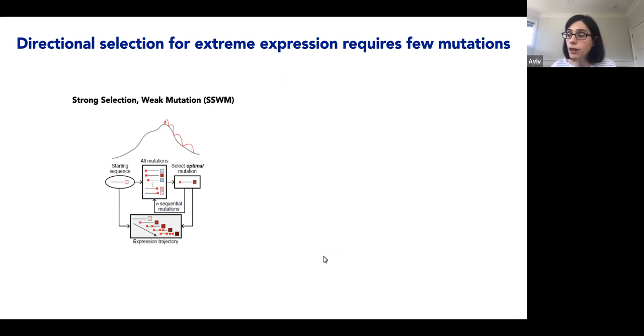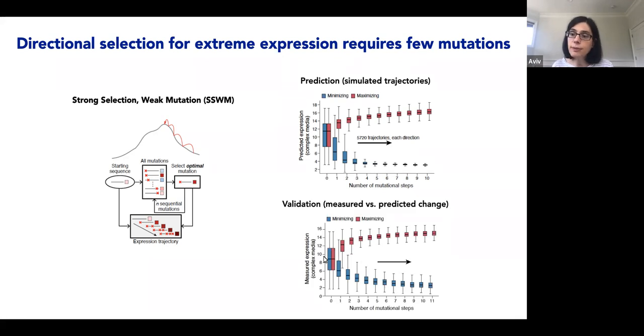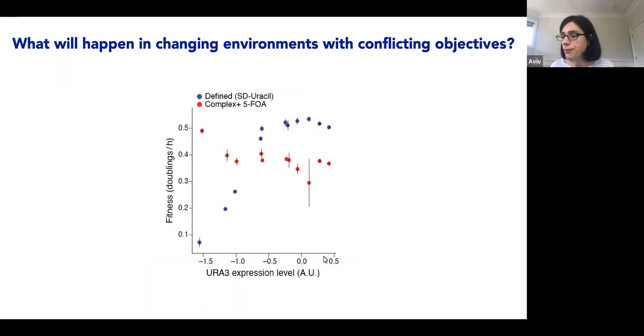We repeat this for 10 to 11 steps, and the simulations show that we reach extreme expression within 3 to 4 mutations, regardless of the starting point. And experiments with the same sequences validate this.